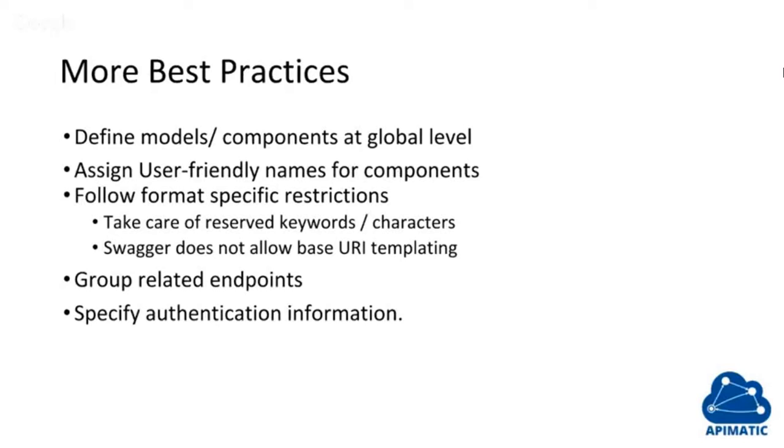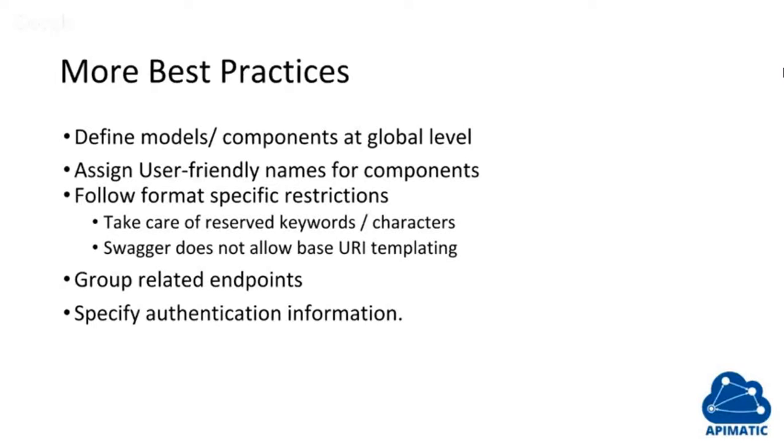Also, there are some format-specific restrictions in different formats that you need to take into account. For example, there might be some reserved keywords or characters. For example, in API Blueprint, we have a list of keywords that are reserved, so you cannot use those keywords in your API specification. Similarly, Swagger does not allow you to use base URI templating.